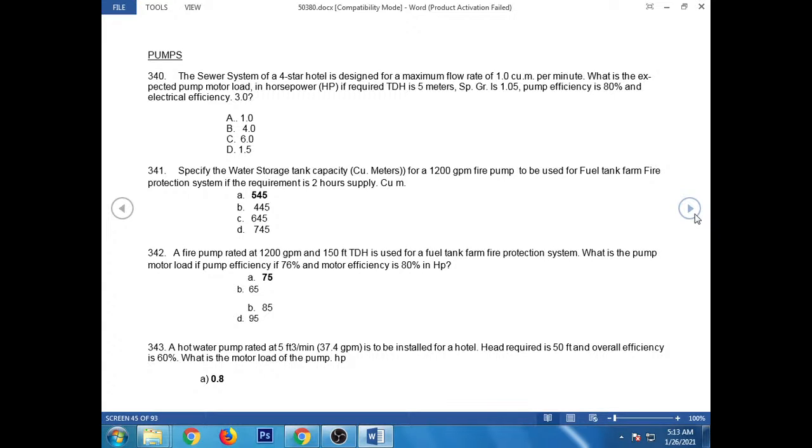A fire pump rated at 1,200 GPM and 150 feet TDH is used for a fuel tank farm fire protection system. What is the pump motor load if pump efficiency is 76% and motor efficiency is 80%, in HP?